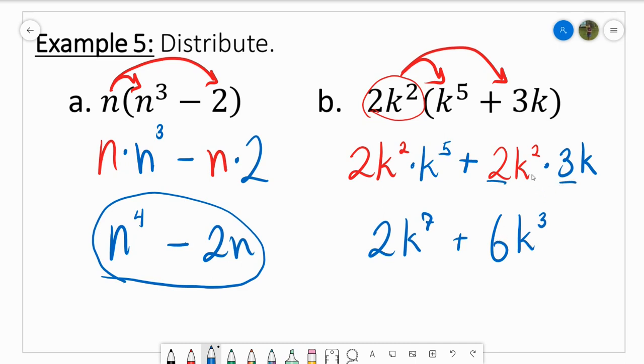And then I looked at my k's. I had k squared times k, so that's k cubed. I cannot add these because they're not like terms. They don't have the same exponents. So that one is done right there.